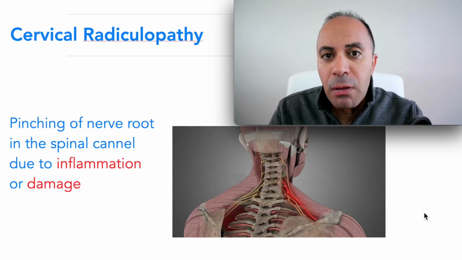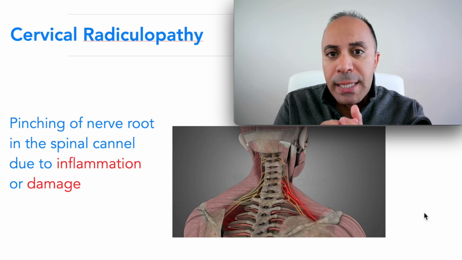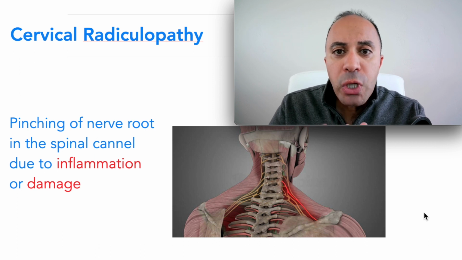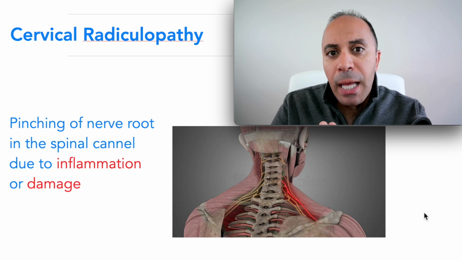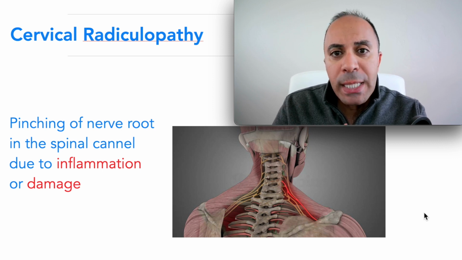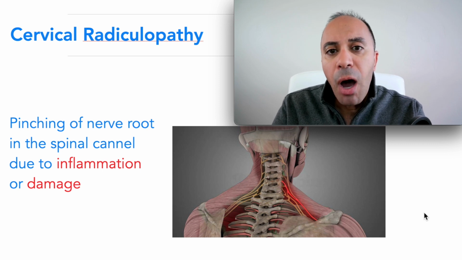What is cervical radiculopathy? It's basically something like inflammation or damage to the tissue, like the disc or degeneration in the vertebra, that's pushing on the nerve root. And when that happens, that will cause pain, weakness, decreased sensation, or numbness and tingling in the arm.